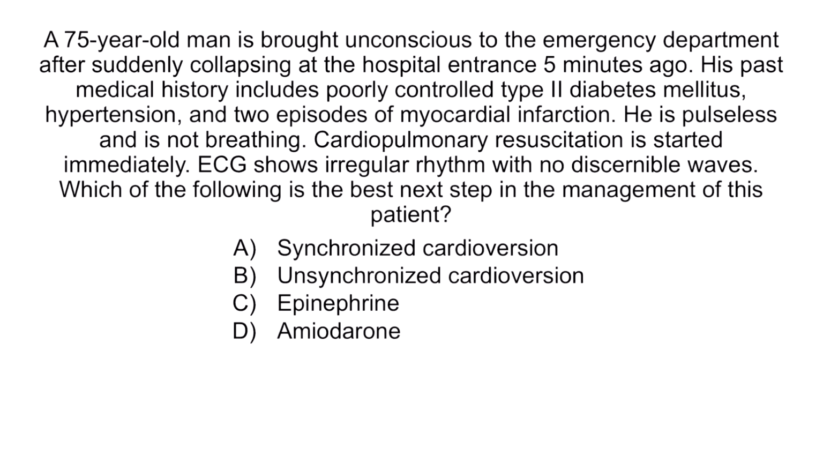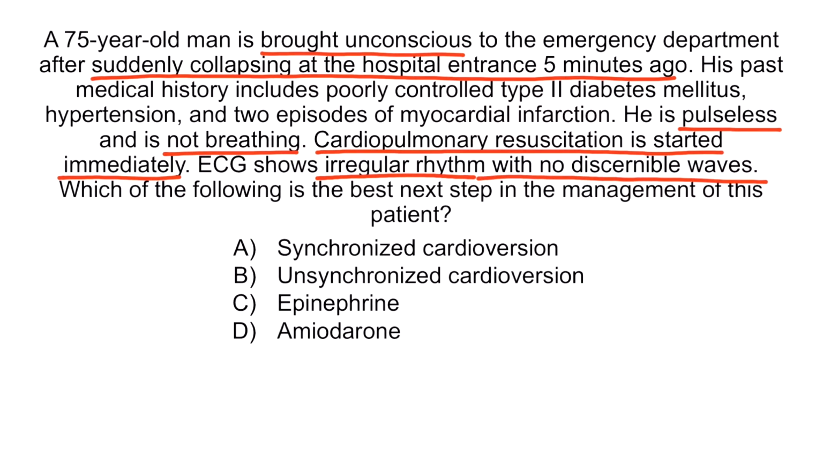A. Synchronized cardioversion, B. Unsynchronized cardioversion, C. Epinephrine, or D. Amiodarone. This elderly man is brought unconscious to the emergency department after suddenly collapsing at the hospital entrance 5 minutes ago. He is pulseless and not breathing, indicating cardiorespiratory arrest. Cardiopulmonary resuscitation is started immediately. ECG shows irregular rhythm with no discernible waves. This pattern confirms ventricular fibrillation. Since ventricular fibrillation is a shockable rhythm, the best next step in the management of this patient is unsynchronized cardioversion, also known as defibrillation. So correct answer is option B.